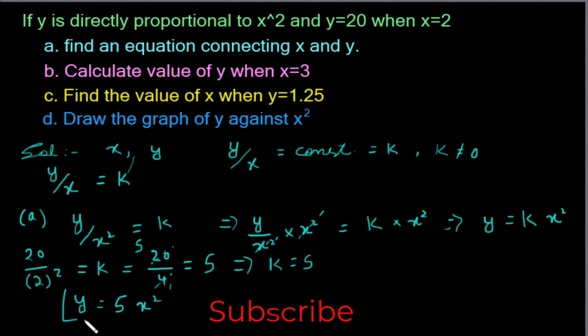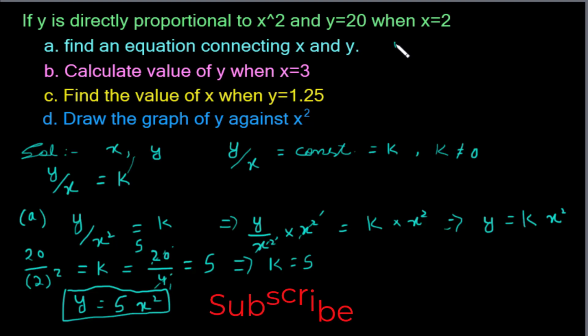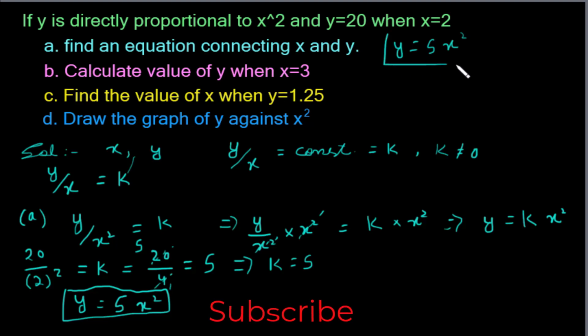Now, this is the equation y is equal to 5 times x squared, the equation that expresses y in terms of x. So for this I can say that y is equal to 5 times x squared. Now this will be the master equation or the main equation that we will use to find y and x. Okay, so now it's time for part 2.